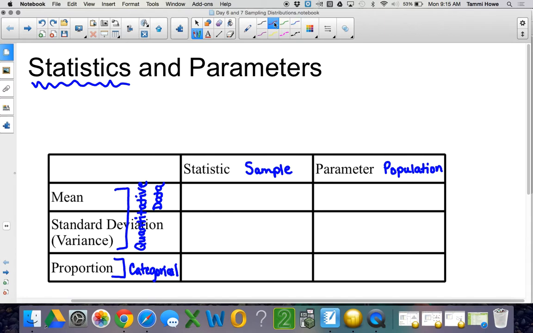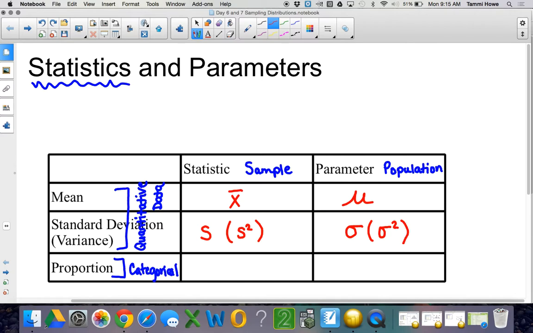So if I'm dealing with the sample rather than the population, the mean of my data is x bar. If I'm dealing with the entire population, the mean is mu. If I'm looking at the standard deviation of the sample, that's s, and the variance would be s squared, right? Because the variance is the standard deviation squared. And the standard deviation of the population would be sigma, and the variance would be sigma squared.